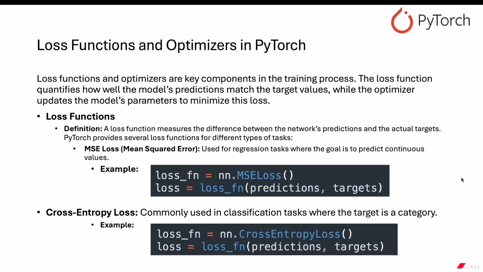MSE loss, mean squared error, used for regression tasks where the goal is to predict continuous values. Example: loss_fn = nn.MSELoss() and loss = loss_fn(predictions, targets). Cross entropy loss, commonly used in classification tasks where the target is a category. Example: loss_fn = nn.CrossEntropyLoss() and loss = loss_fn(predictions, targets).